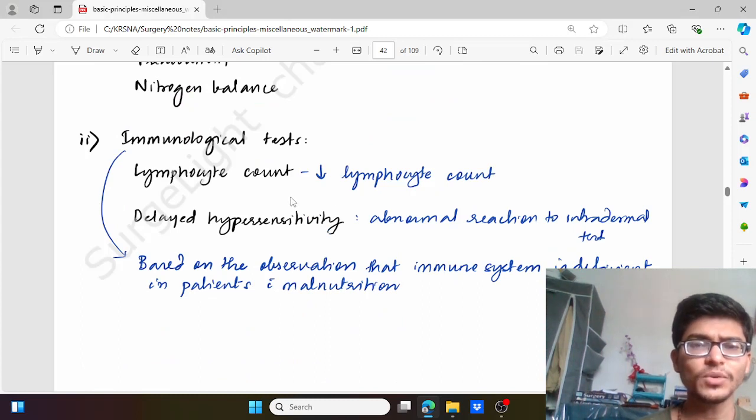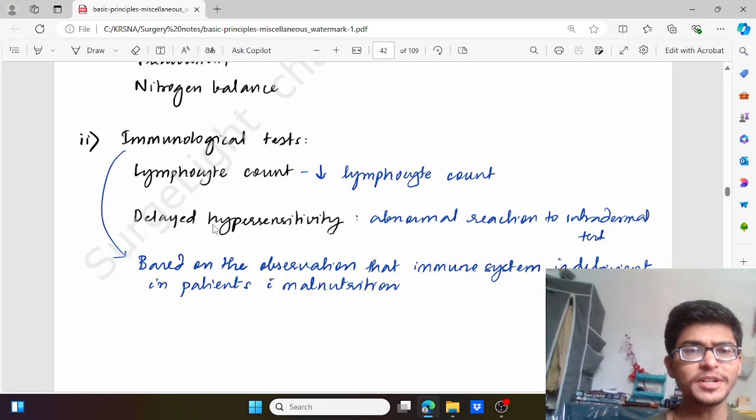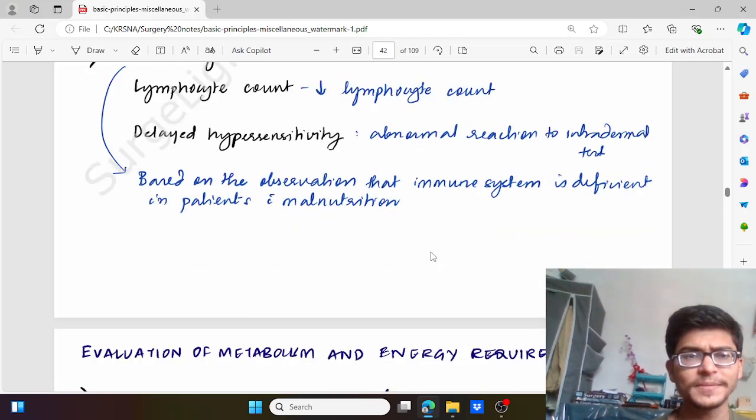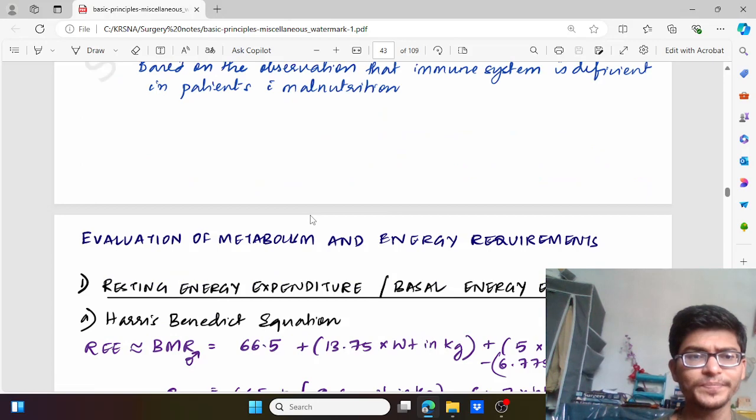Decreased lymphocyte count will be seen in the malnourished patient. Delayed hypersensitivity, abnormal reaction to intradermal test, is based on the fact that the immune system is deficient in patients with malnutrition.